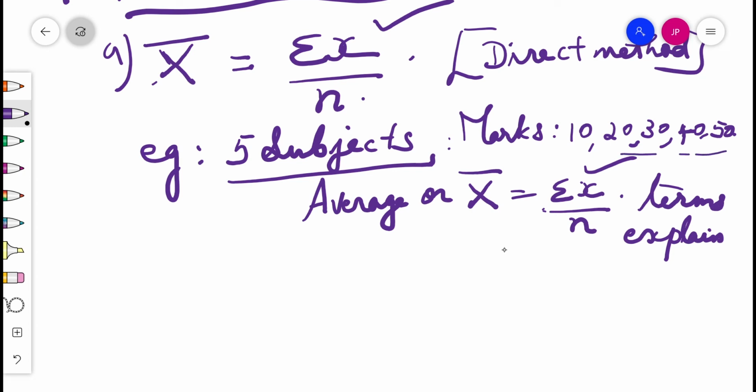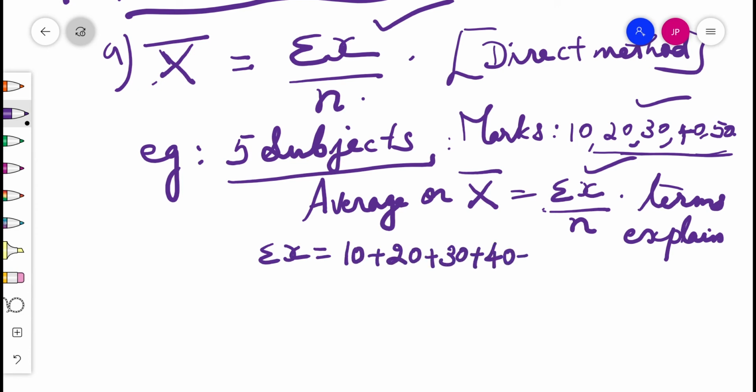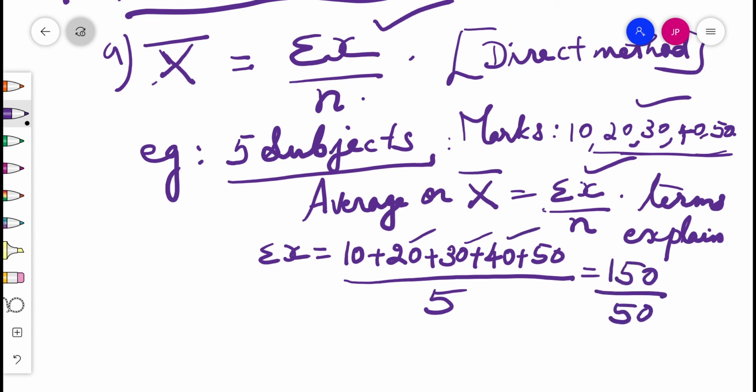Here we have 5 subjects. So sigma x equals 10 plus 20 plus 30 plus 40 plus 50. How many subjects are there? 5. So what is the total here? 10 plus 20 is 30, 60, 100, 100 plus 50 is 150, divided by 5. So if it is arranged in ascending or descending order, we get the answer 30. That is the middle value, and the number of subjects is 5.